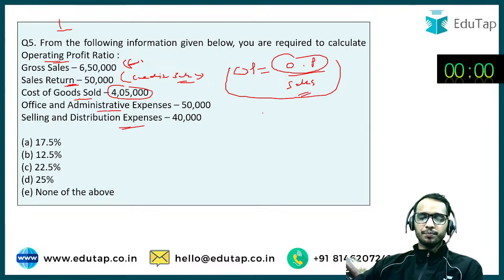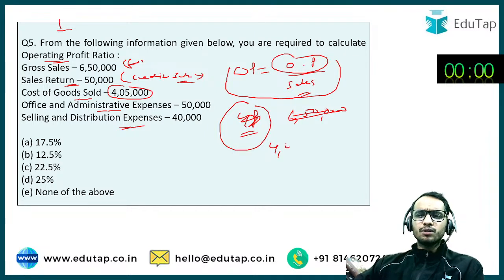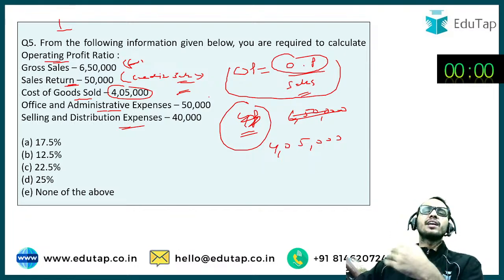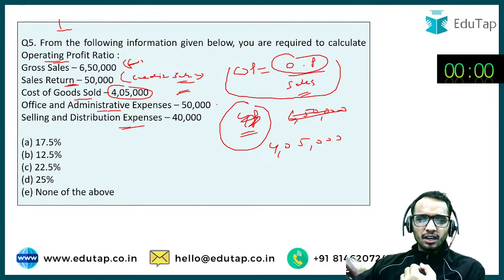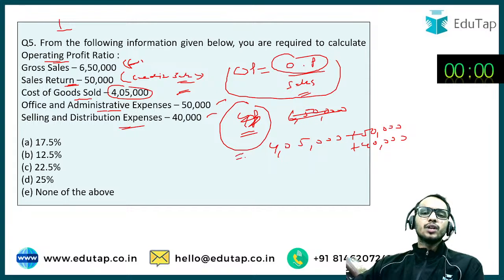How you calculate it? First of all, the gross profit is not given to you directly, it is gross sales. Okay, fine. Then also it is a very easy question. Cost of goods sold is given to you, 4,05,000. You are going to add other operating expenses in this cost of goods sold. That is your 50,000 plus 40,000. Just write it down. 50,000 plus 40,000. So it will give you total expense. Easy enough till now, very easy.